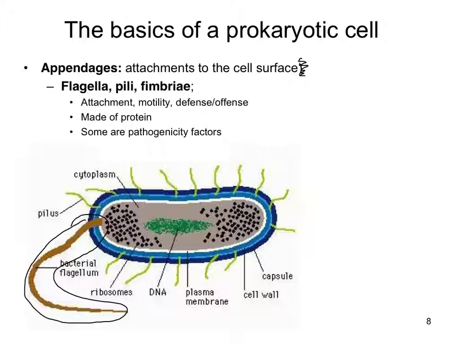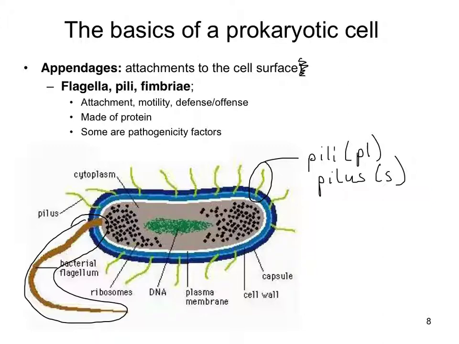Bacterial flagella are very important in motility or movement. Other appendages that bacteria have are pili and fimbriae. And shown here on this particular figure, these little green structures are pili. Pili is plural. Pilus is the singular. Okay. There are no fimbriae shown here, but fimbriae would be even smaller appendages. Bacteria use pili and fimbriae for a variety of reasons.